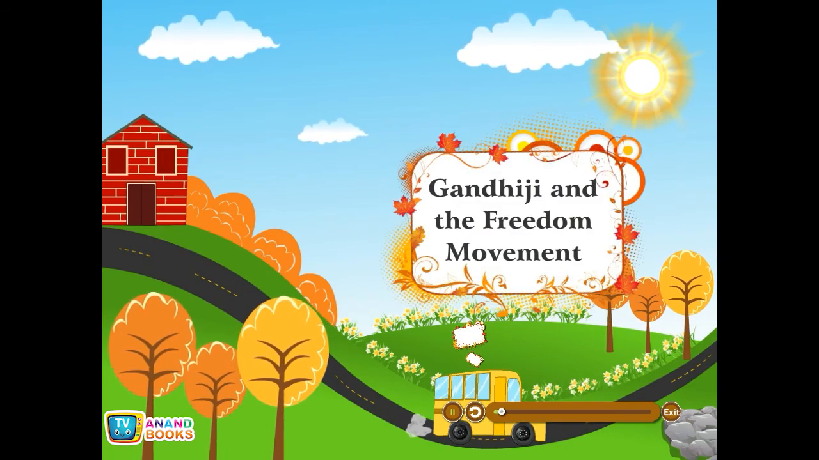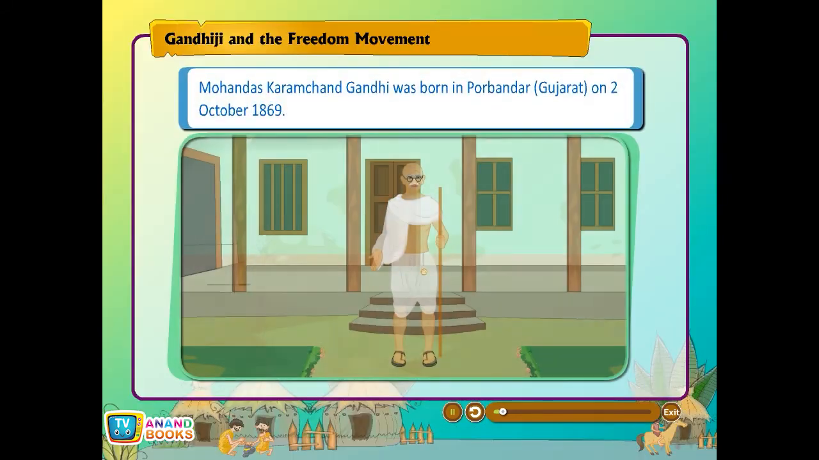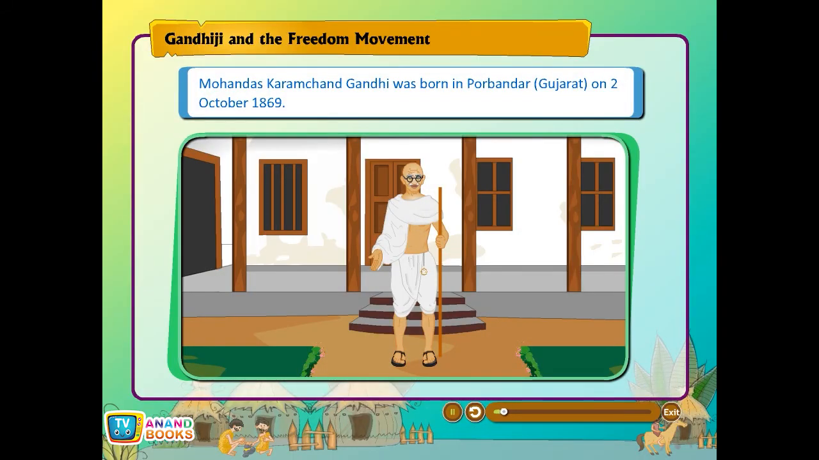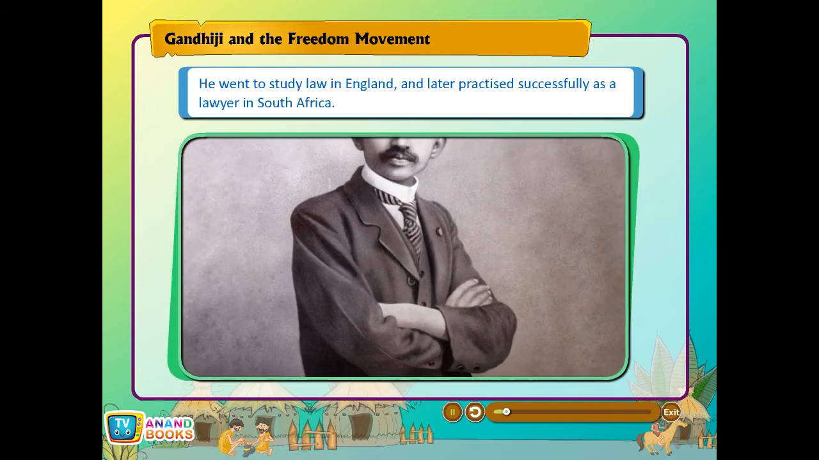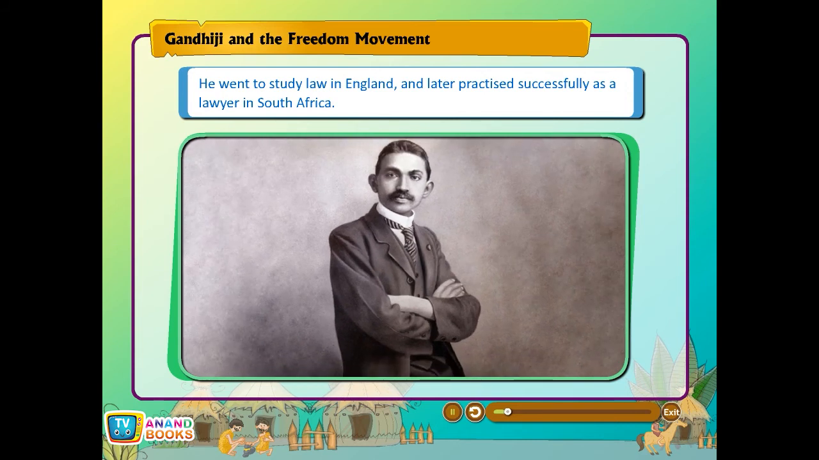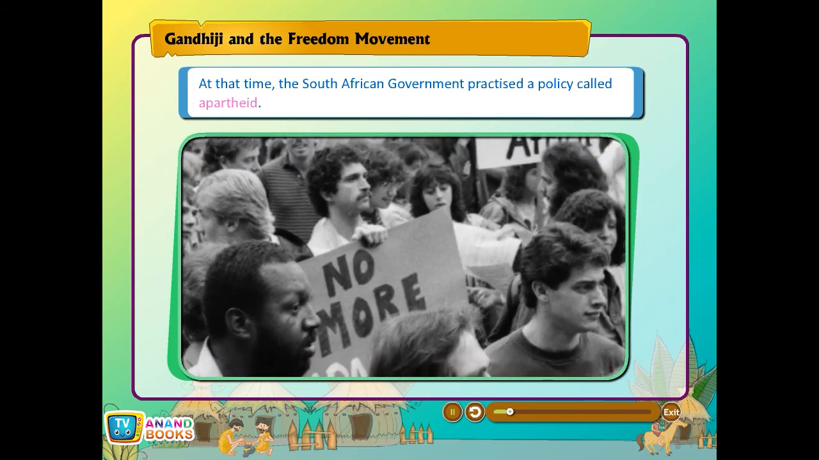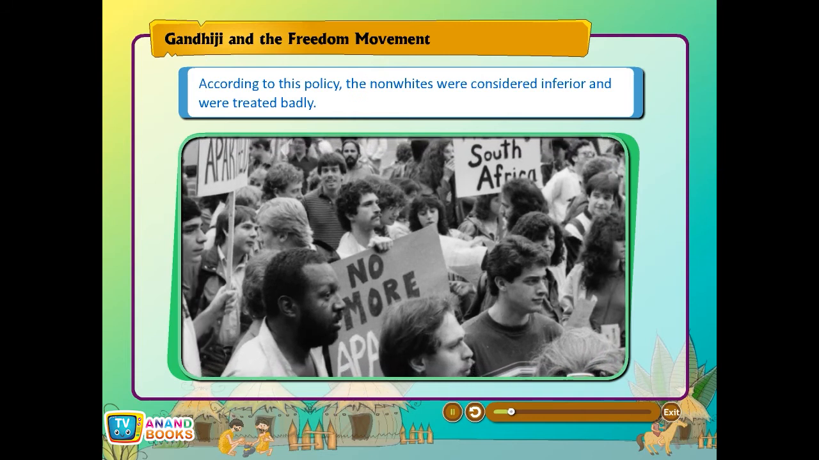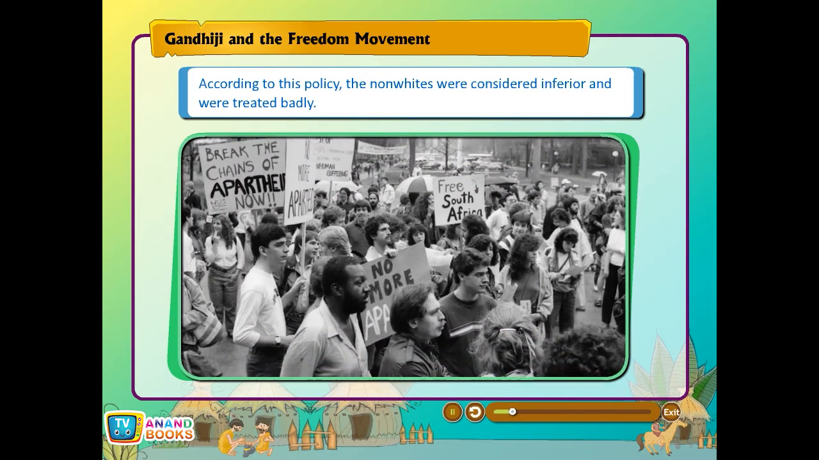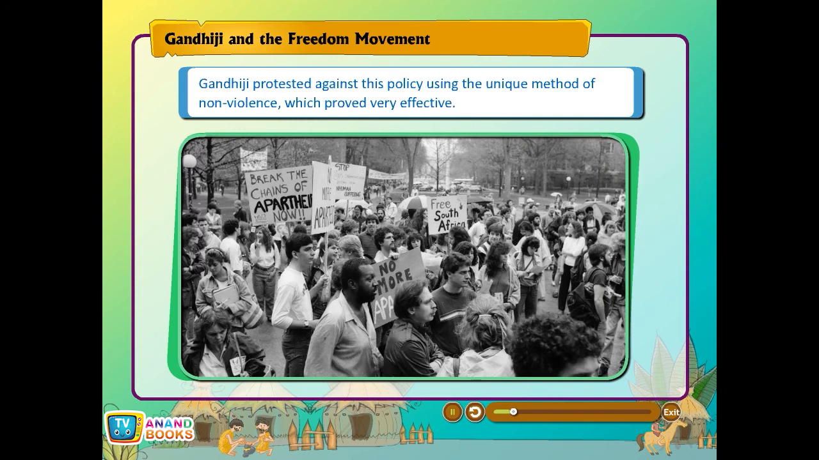Gandhiji and the Freedom Movement. Mohandas Karamchand Gandhi was born in Porbandar, Gujarat on 2nd October 1869. He went to study law in England and later practiced successfully as a lawyer in South Africa. At that time, the South African government practiced a policy called apartheid. According to this policy, the non-whites were considered inferior and were treated badly. Gandhiji protested against this policy using the unique method of non-violence, which proved very effective. His efforts forced the South African government to agree to several important demands of the non-whites.